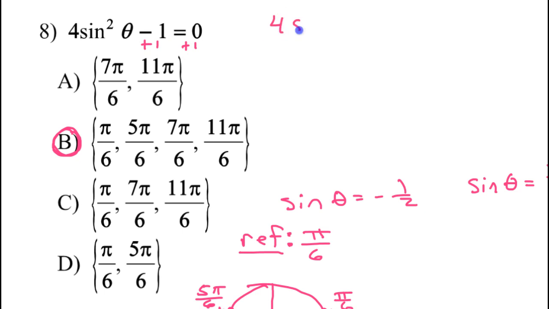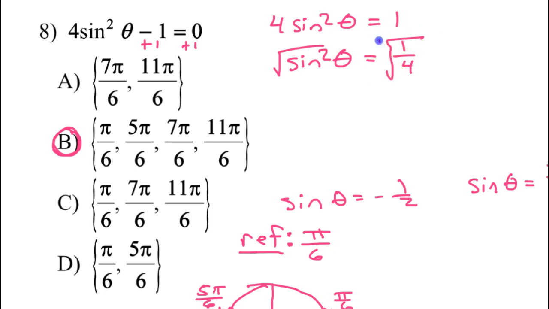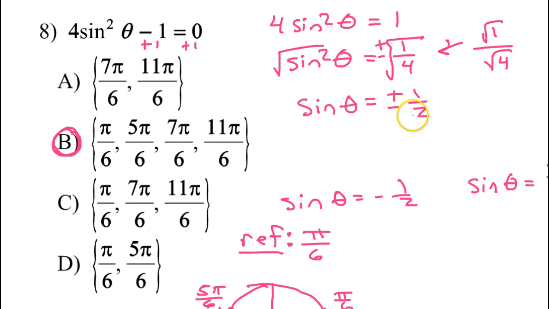So that would give me 4 sine squared theta is equal to 1. And then if I divide both sides by 4, that's going to give me sine squared theta is equal to 1/4. But then I would have to take the square root of both sides. Now be careful, because when you take the square root, you're going to have plus or minus. So that will give me sine theta equals. Now, the square root of 1/4, remember, you're just doing the square root of 1 and the square root of 4. So that's going to give me plus or minus 1/2.